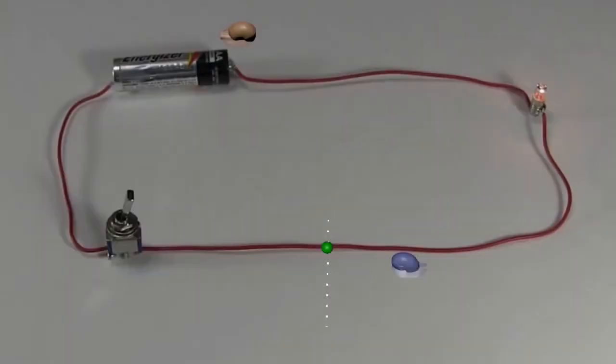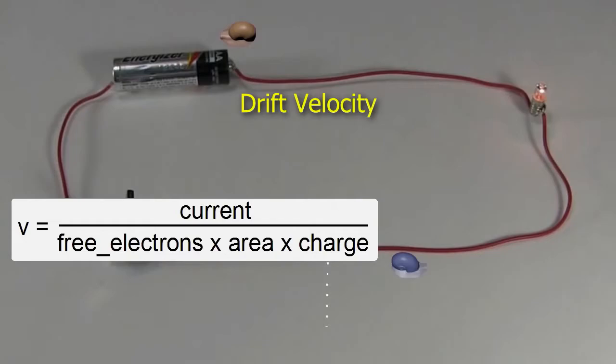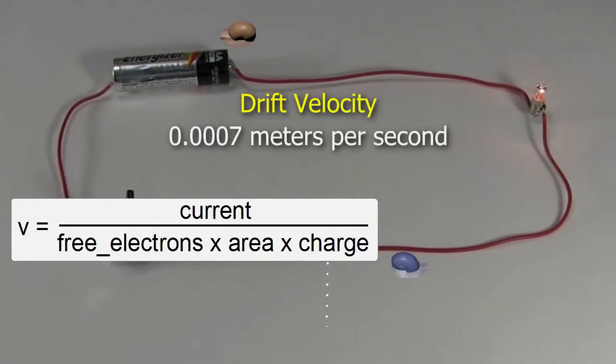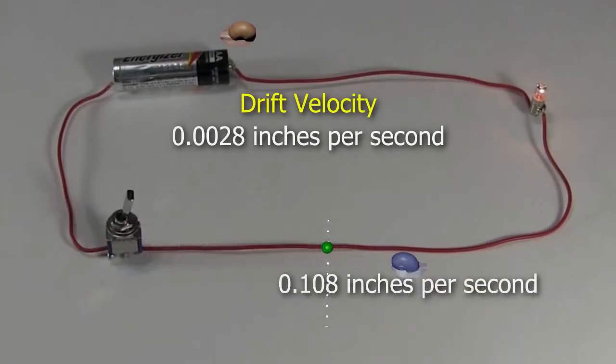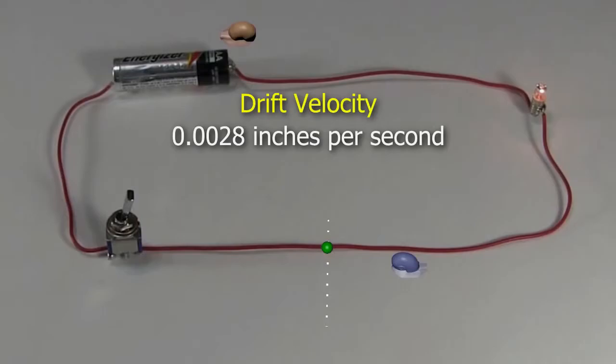And to answer our other question, how fast are the electrons moving? The electrons move at a velocity called the drift velocity. Here's one easy formula we can use to find out. Calculating it out, we get 0.0007 meters per second, or 0.0028 inches per second. Remember, our slowest snail, Archie, goes 0.108 inches per second, 38 times as fast as the electron. For the electron to go around our 22-inch long track, it would take 7,857 seconds, or around 131 minutes, ignoring the time spent in the battery, switch, and light.